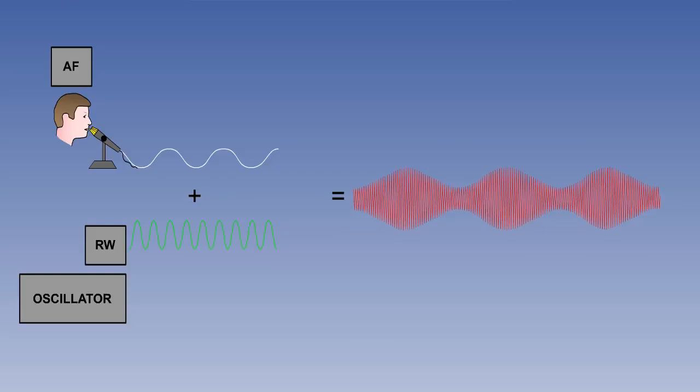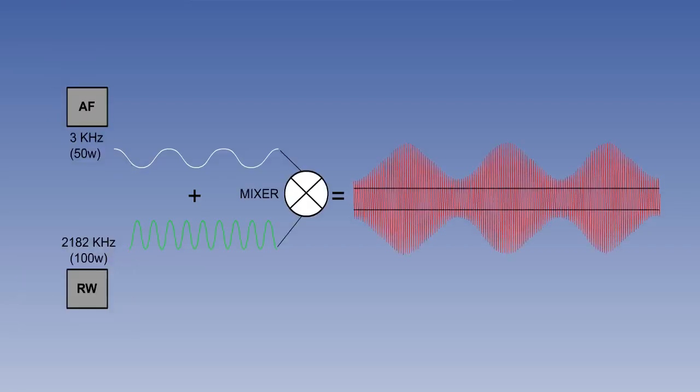The process of superimposing one sine wave upon another, such as an audio frequency on a radio frequency, is known as heterodyning. The process combines the two frequencies, leaving the radio frequency unchanged but producing new frequencies at the sum and the difference of the two frequencies. For example, an audio frequency of 3 kHz and a low power of 50 watts is used to amplitude modulate a radio frequency of 2182 kHz, which has a high power of 100 watts. The radio frequency remains unchanged, but the audio frequency is split into two sidebands.